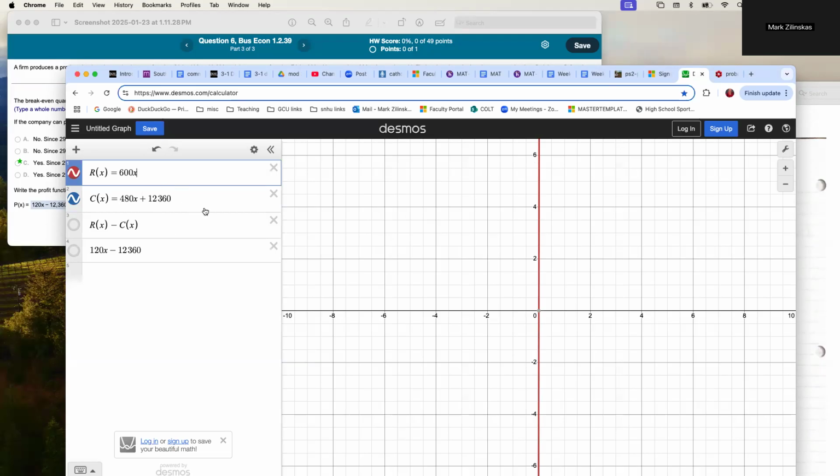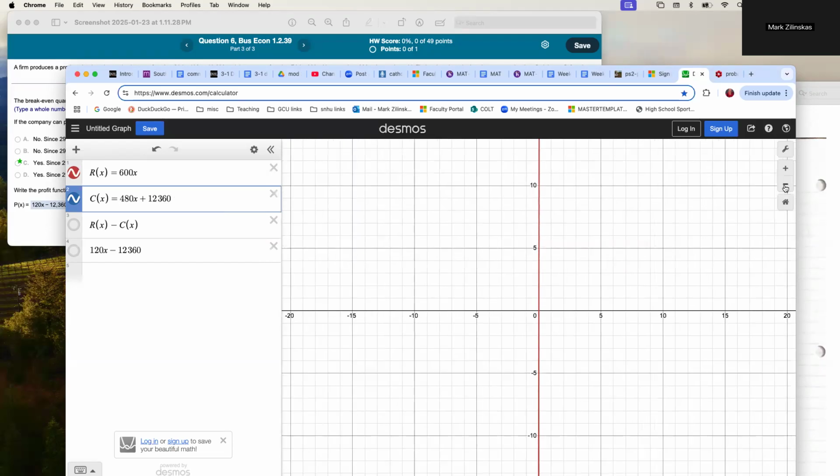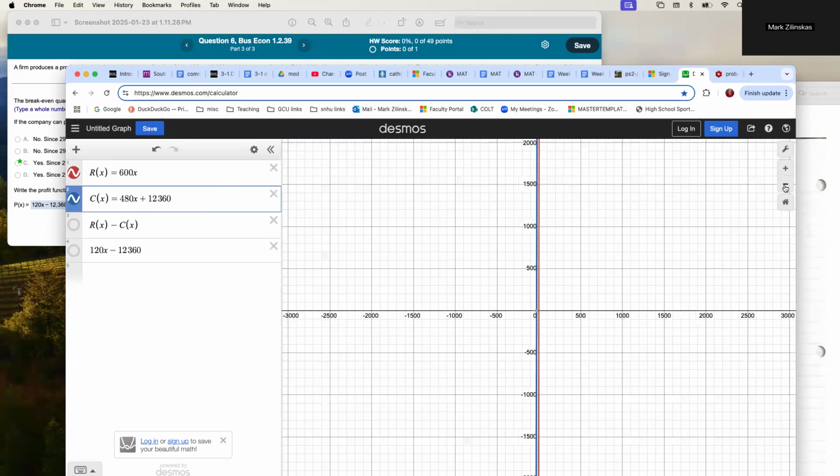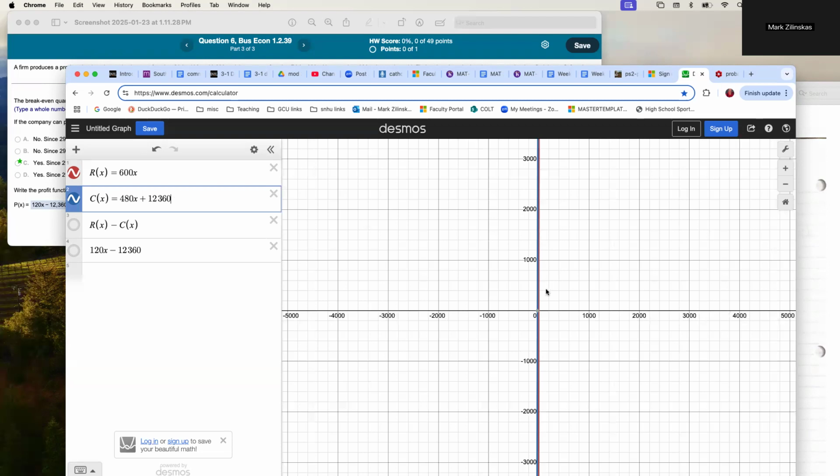It's not, but it appears to be. And this one's not even on the screen. Well, I know the y-intercept is up here somewhere around 12,000. So one of the things I can do is zoom out. And if I do that, you can see both of the graphs, the red and the blue, but it's still very distorted because the X is going from -5,000 to 5,000.